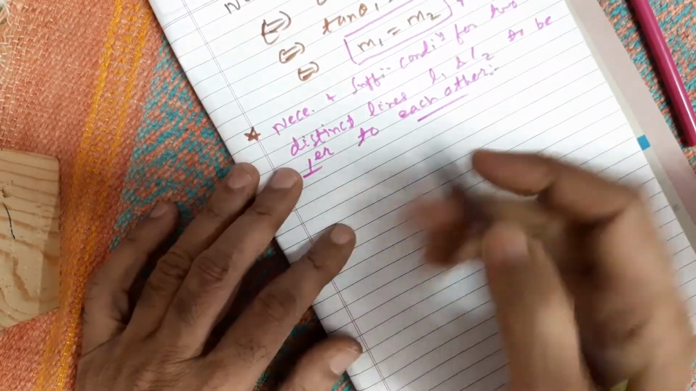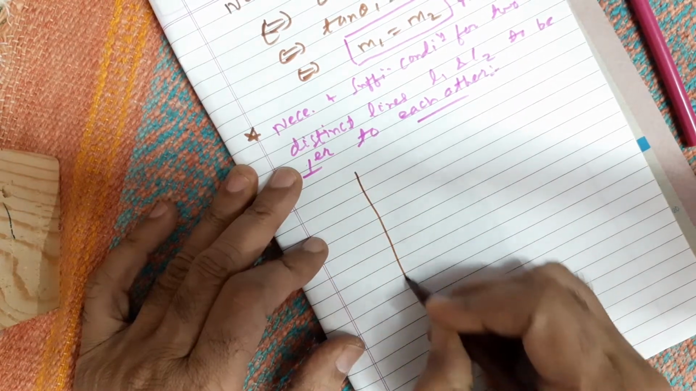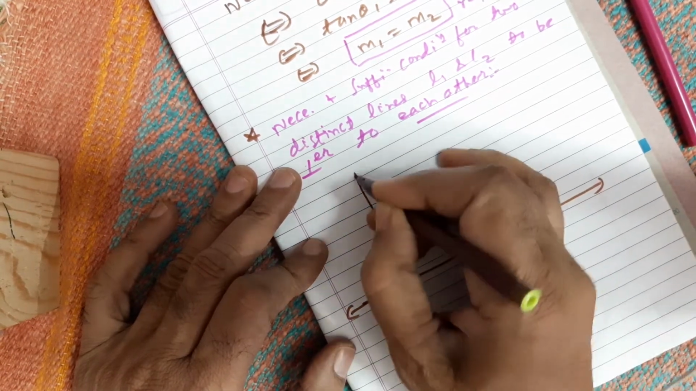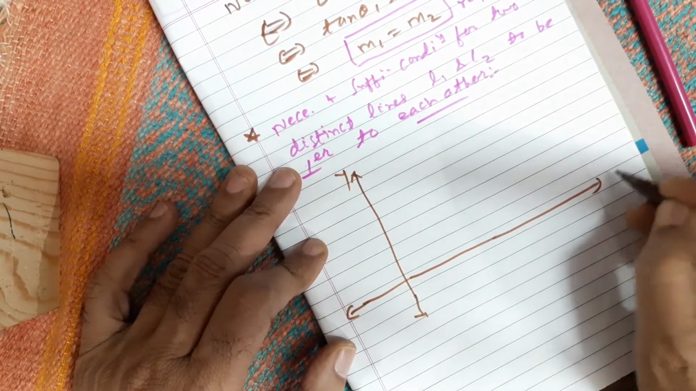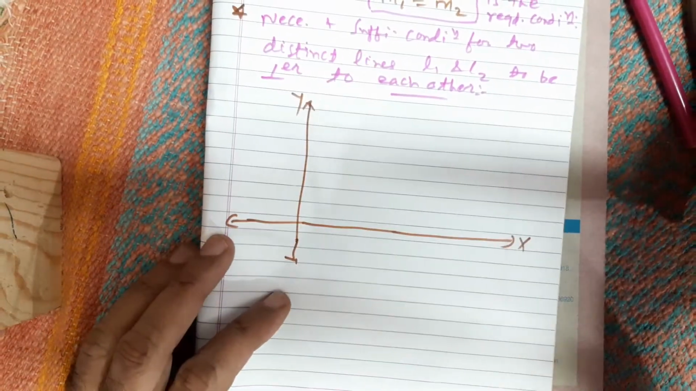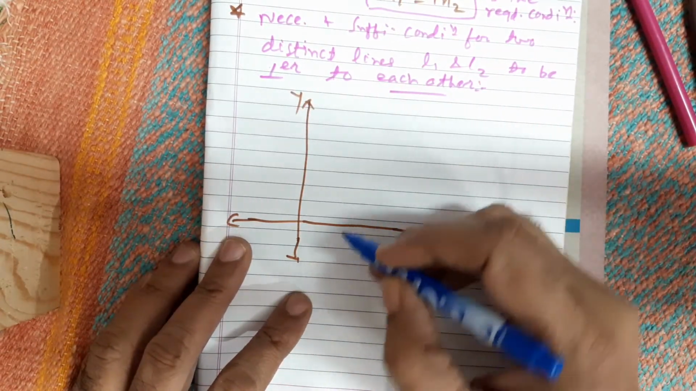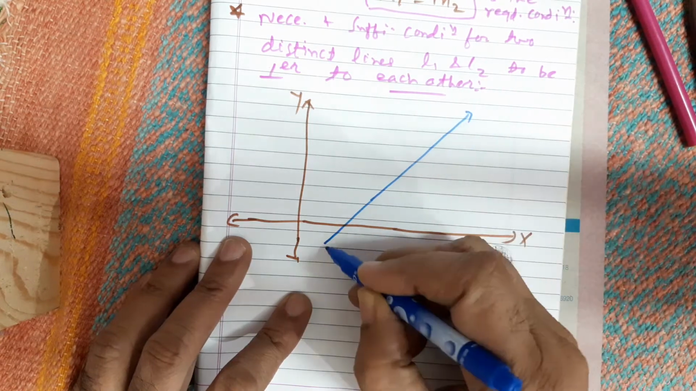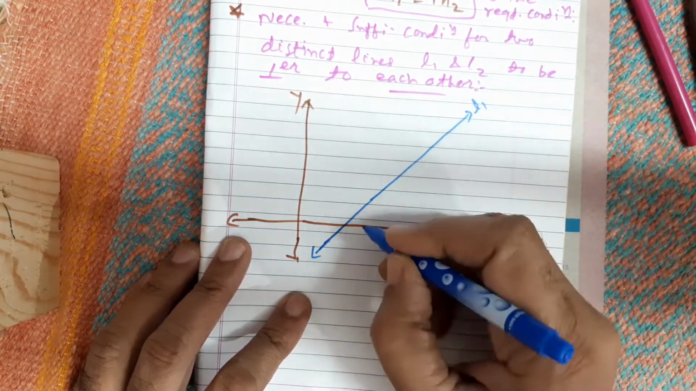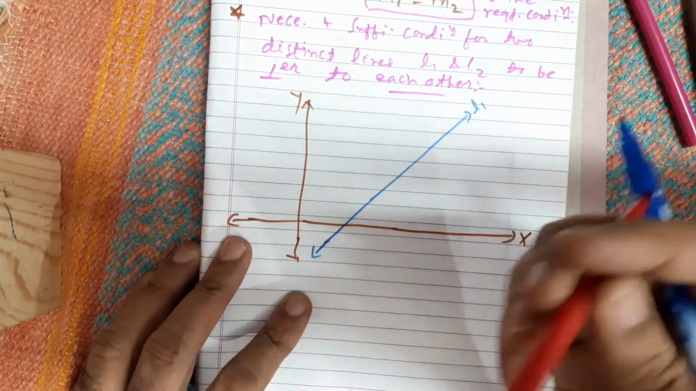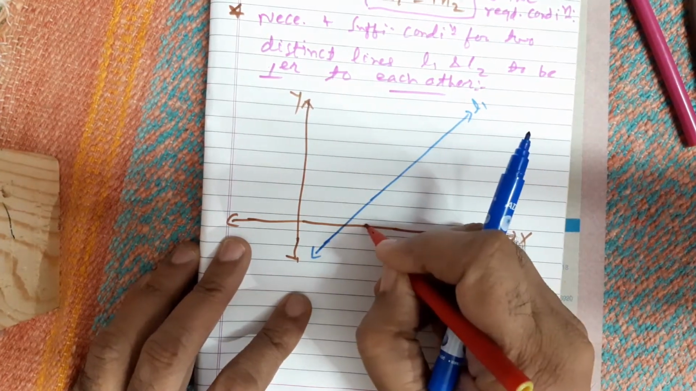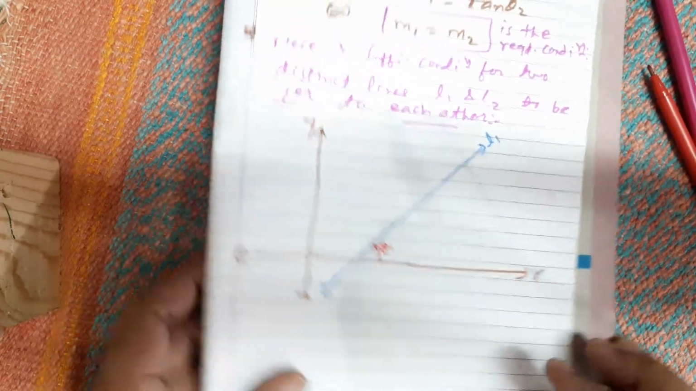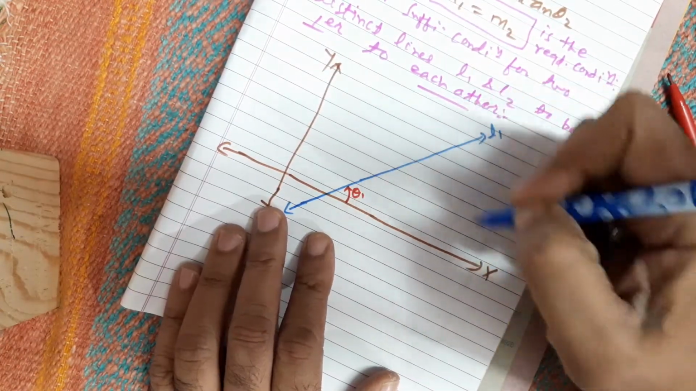So let us again draw a rough diagram. Say the x-axis and y-axis. And now we have to draw two lines. Okay, just say this is one line, say L1, and it makes an angle of theta 1. This angle, how much will we take? Theta 1 with the positive direction of the x-axis. Now another line I have to draw which is perpendicular to L1.